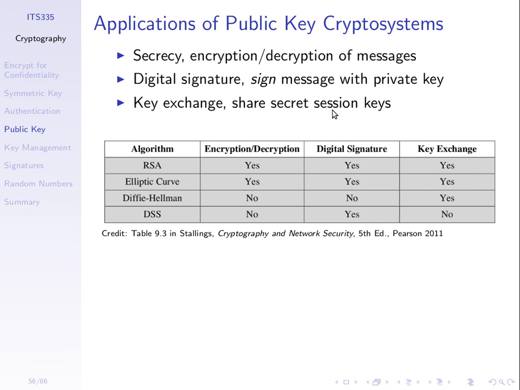There are a few more slides. Where is it applied? Where is it useful? Well, we can encrypt messages for confidentiality, so we can have secret messages using public key encryption. But in practice, public key encryption algorithms are generally much slower than symmetric key encryption algorithms. So if you want to encrypt a large message, you would use a symmetric key encryption algorithm. So they both can provide confidentiality, but symmetric key encryption is much faster.